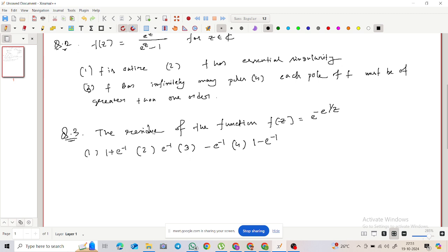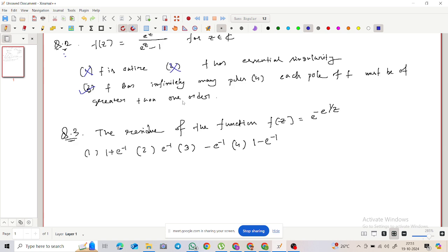F has infinitely many poles. Why? e to the power i n pi, right? F has essential singularity, this I'm talking about question 2. I'm saying z equal to e to the power i 2k pi. Okay. So f has infinitely many poles. Anything else? F is not entire, so it is clear. F has essential singularity? No, because f has only poles, right? The only singularities are poles. And each pole of f must be of order greater than 1.